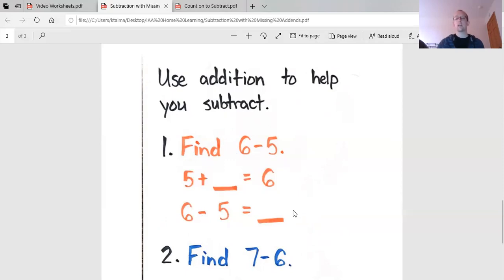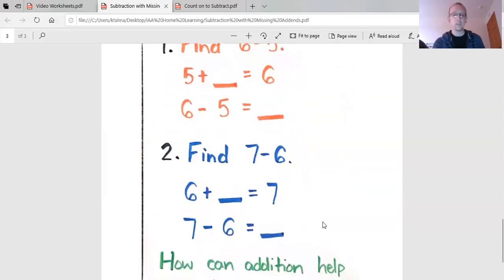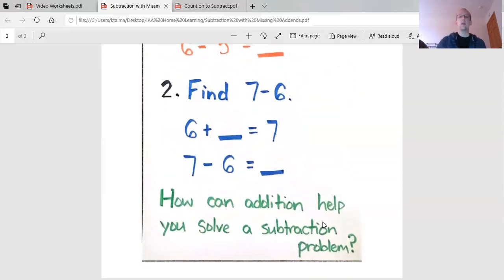We can double check by putting 6 in our brain and counting down 5. 6, 5, 4, 3, 2, 1. When all of our fingers are down, the answer is 1, and that matches. Our missing addend is 1. Our answer to our subtraction problem is 1. Let's try the same strategy again for 7 minus 6. Number 2 says find 7 minus 6.